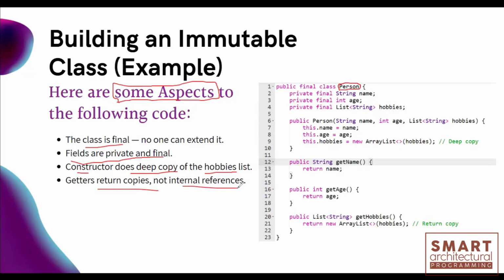So you look here, we have a Person class. We have a private final String name. We have a private final int age. We have a private final List of String, which is called hobbies. And then we have another public method here that has certain variables in it. This allows for deep copies, basically. Then we have the getName method, getAge method, and getHobbies, and this return copy here.